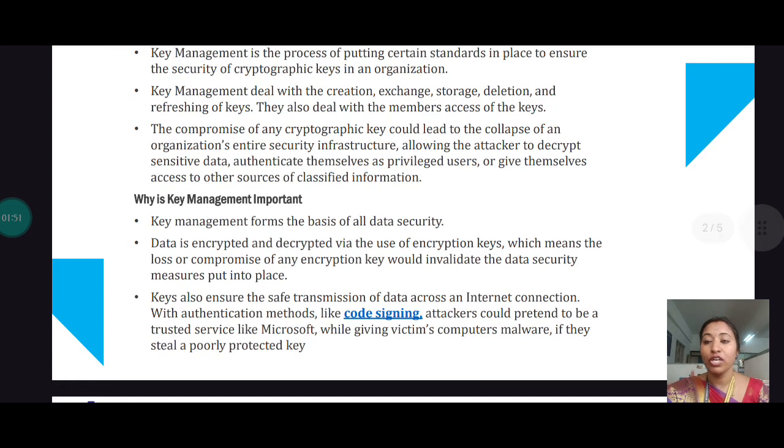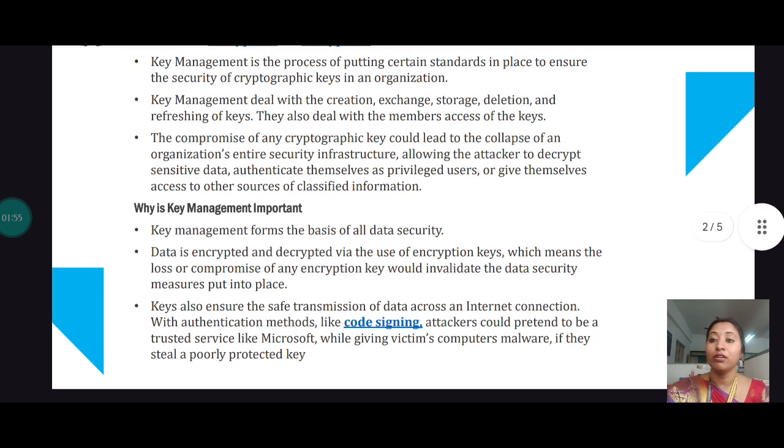So keys also ensure safe transmission. The key plays an entire role in the transmission of data from one to another. With authentication methods like code signing, attackers could pretend to be a trusted service like Microsoft by giving victims' computers malware. But in this, if key management is weak, the malware acts as a steal or is poorly protected.